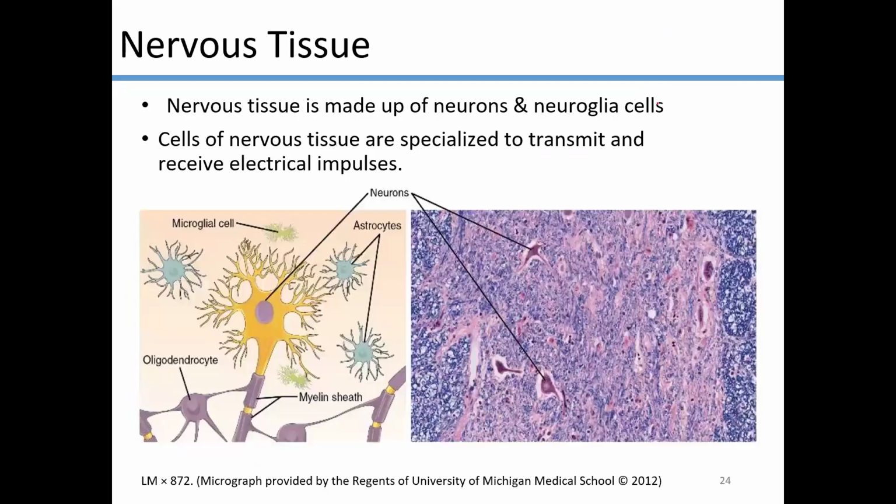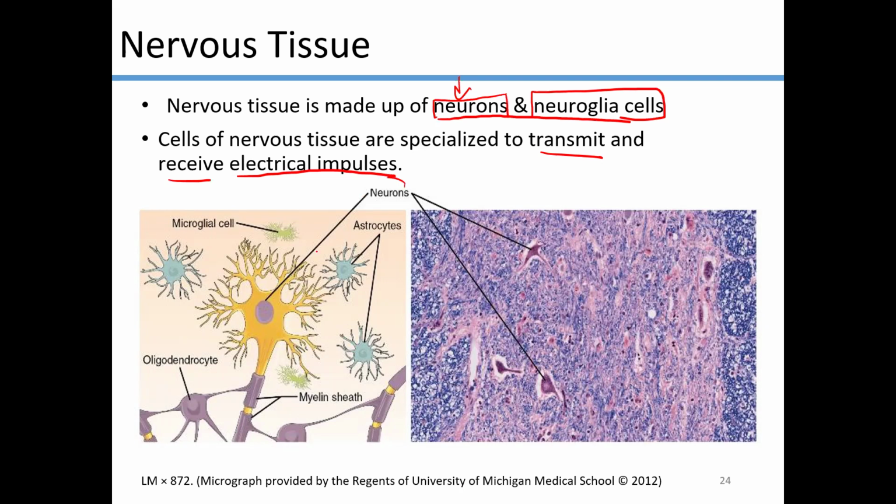All right, so our very last type of tissue we're going to look at is our nervous tissue. And they're going to be made up of two things: our neurons, as well as our neuroglia cells. So essentially, our neurons are the ones that are actively going to be sending signals. They're going to be sending electrical impulses, or transmitting and receiving them, throughout the body.